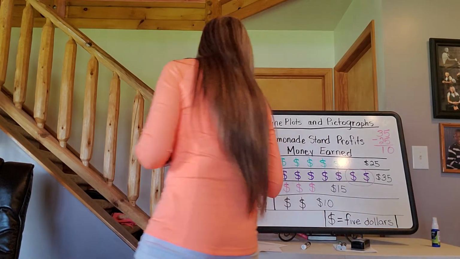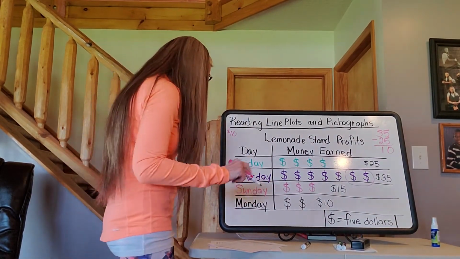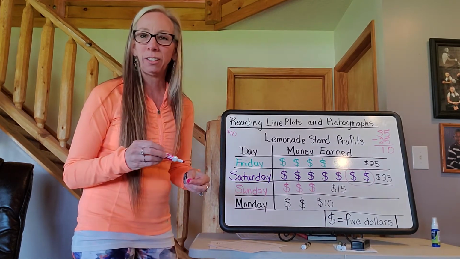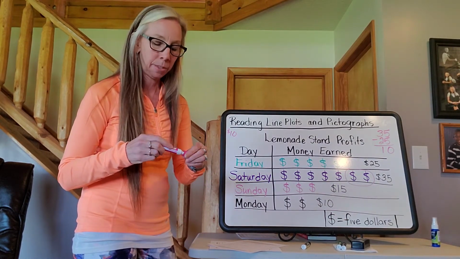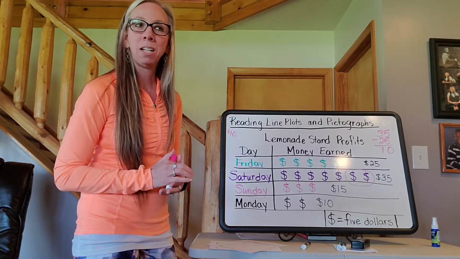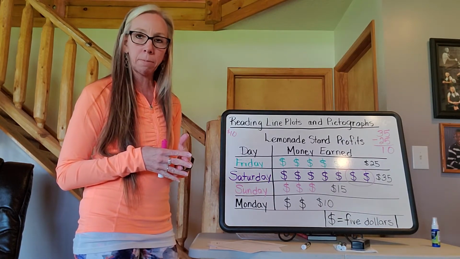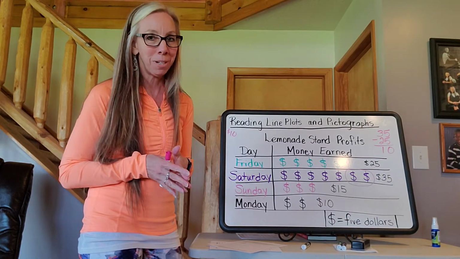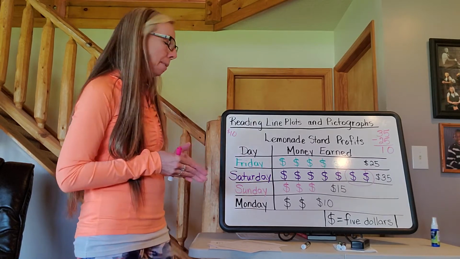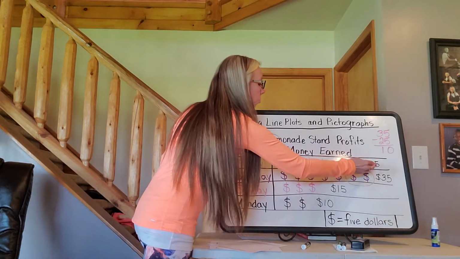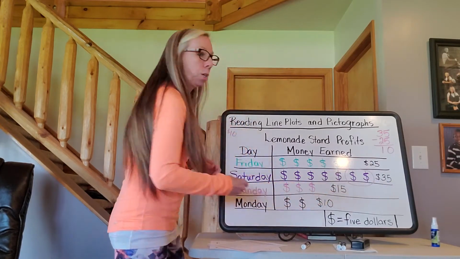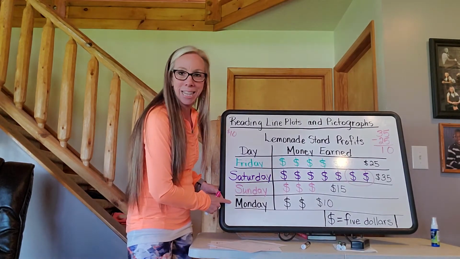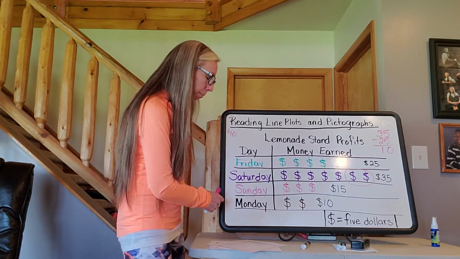All right, let's look at our paper to see what else we could be asked. On which day did I earn the least amount of money in my lemonade stand? Which day did I make the least? Does the least mean the smallest amount, or does the least mean the biggest amount? It means the smallest amount. So which day did I make the least? Well, let's look at our totals. 25, 35, 15, 10. Which number is the least? That would be 10. So Monday is the day that I made the least in my lemonade stand.